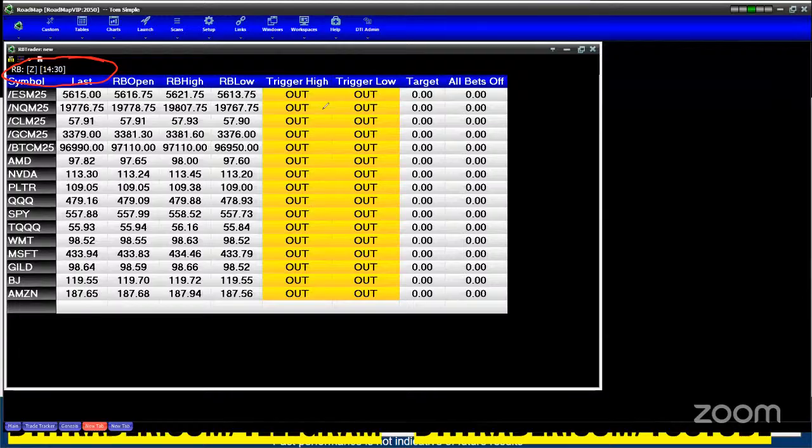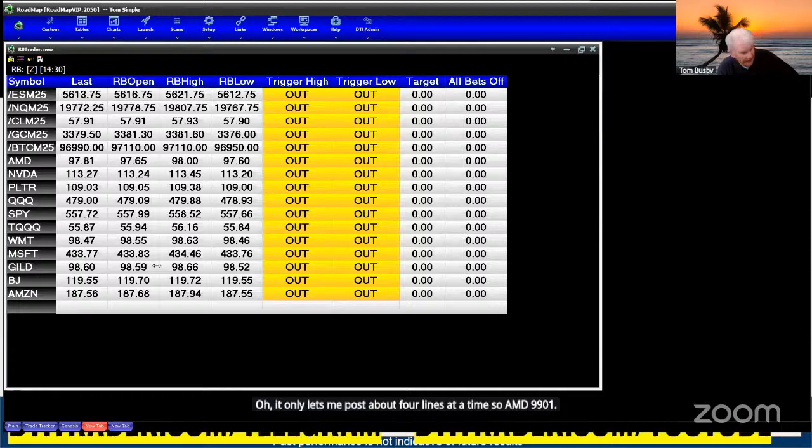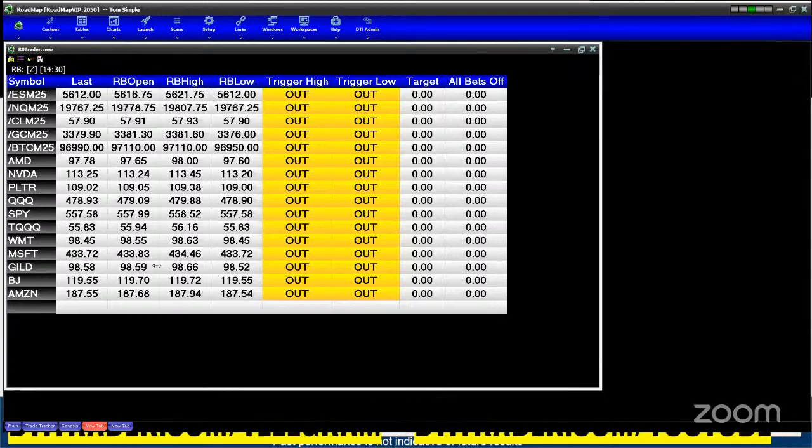Let's see, where's my, oops, that's what's going on. Oh, it only lets me post about 4 lines at a time. So AMD 9901. It's at 97.80. What's going on here? Okay, well, I guess I'll just type them again. It's not letting me copy paste.